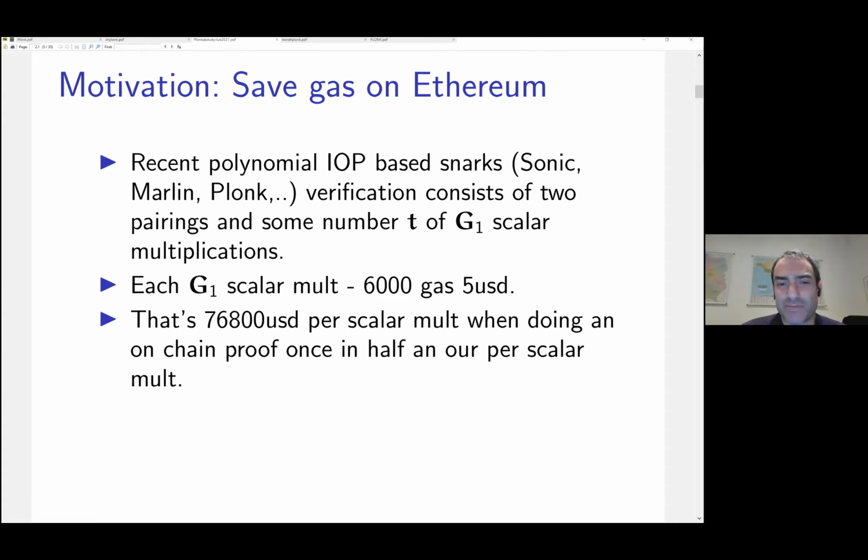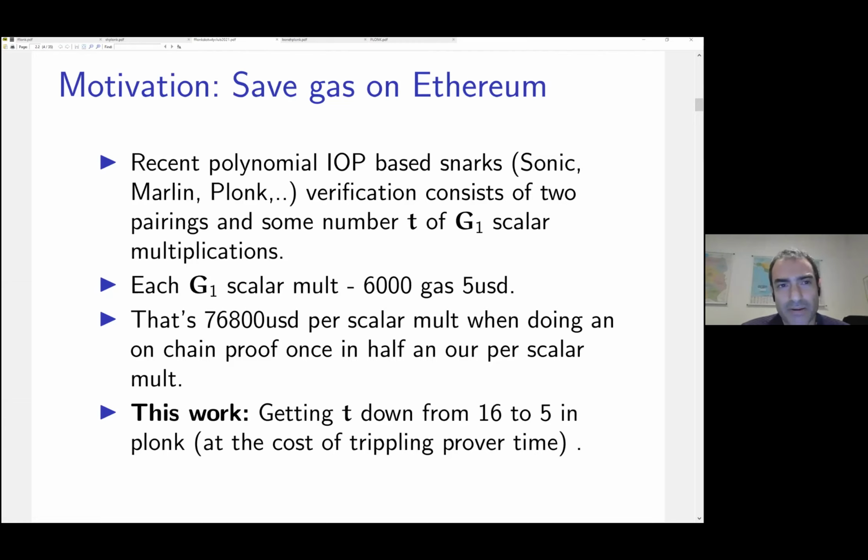So that's going to be roughly $77,000 per scalar multiplication per year if you want to do a proof every half hour. So this gives a lot of motivation to really bring this number down. And the bottom line of our work for PlonK is that this number of scalar multiplications goes down from 16 to 5, with the cost of tripling prover time. So this is really good if you're doing some recursive proof with many layers, this is really good for that final layer of what goes on chain.